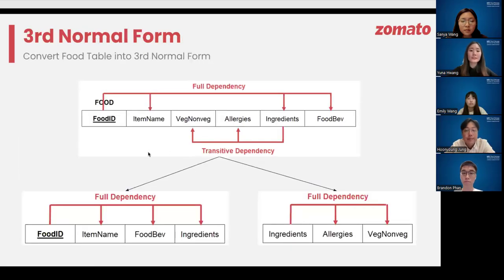To resolve redundancy from transitive dependencies, we implement the third normal form. For instance, the food table is split into two. One containing item name, ingredients, and food or beverage directly dependent on food ID, and another separate table for vegetarian or non-vegetarian and allergies directly dependent on ingredients. This normalization makes the database more efficient and avoids unnecessary duplication. Next, Sanya will show and explain our SQL queries.